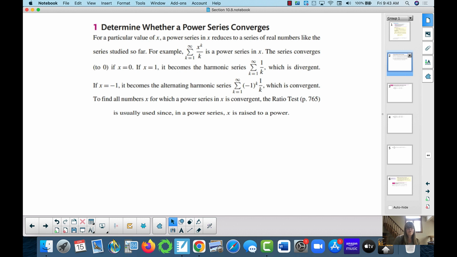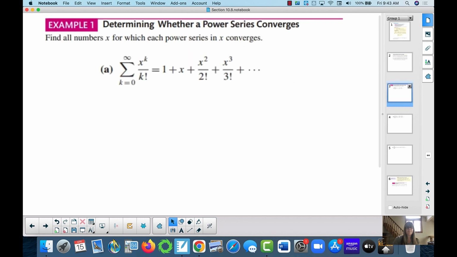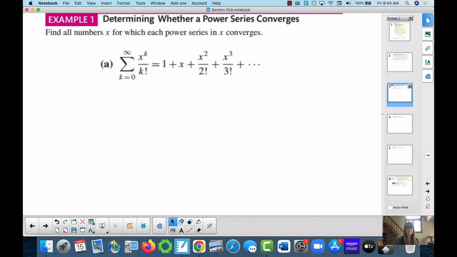So what we do to figure out all the numbers in x where a power series is convergent is we use the ratio test. So in this example, this is a power series because, again, we recognize this as x to a power. So it's a power series centered at 0, where we've got this 1 over k factorial.